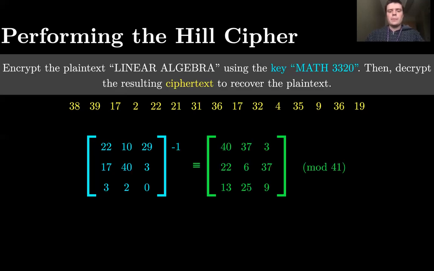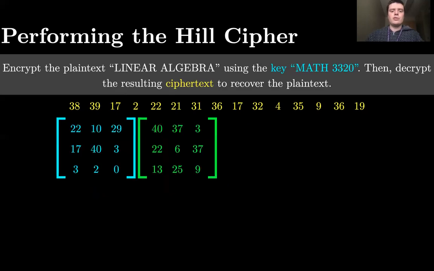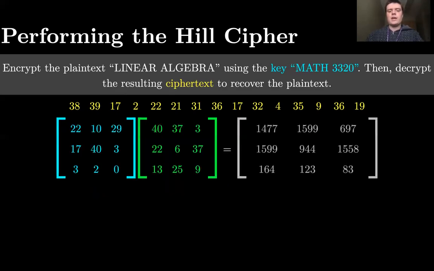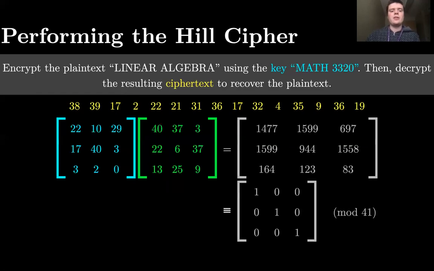this matrix. Now, we can verify that this is correct by multiplying the two matrices like this, and then doing the mod 41, and sure enough, we get the identity. So we can say the green matrix is the inverse of the cyan matrix mod 41.